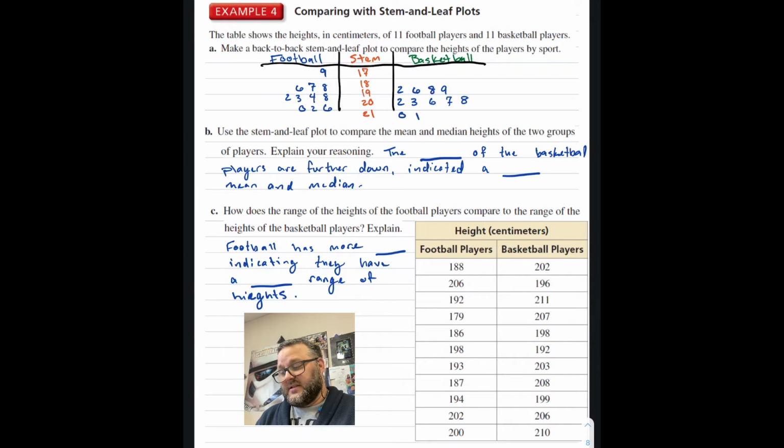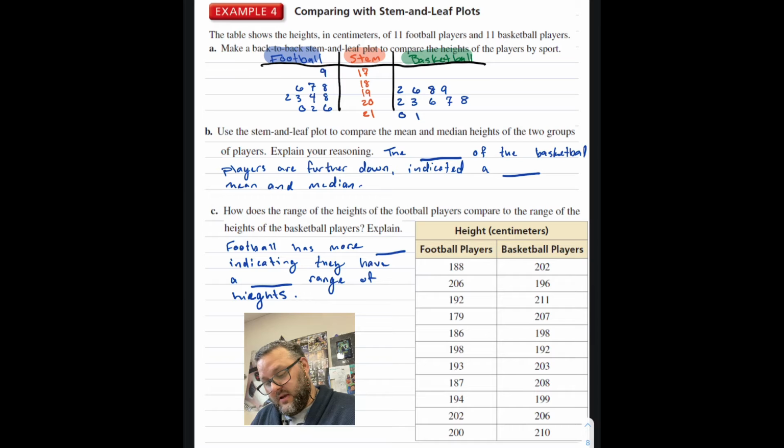The first thing asks us to go ahead and make it. Well, I did that. I took our categories and I put one on each side. I have football over here and I have basketball over here. And the stem is going to be their height, or the number of inches. In this case, 179 all the way up to 211, looks like.